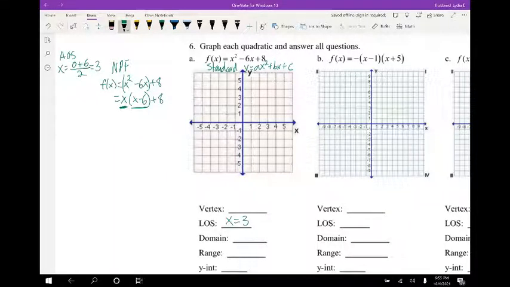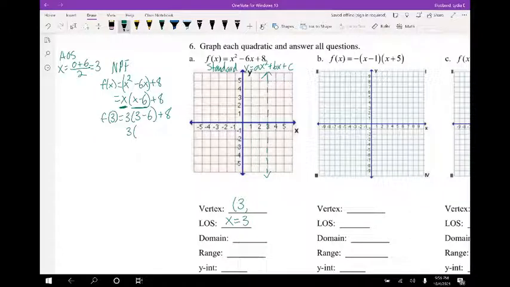Please make sure you're writing that as a line. And so that's going to be a vertical dotted line through the x value of 3. Now we want to find the y value of our vertex, because remember that line of symmetry is also the x value of our vertex. So we're going to plug that back in. We're going to find f of 3. So we're going to say 3 times 3 minus 6 plus 8.